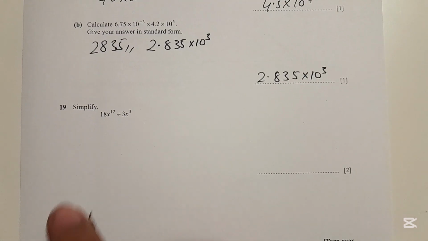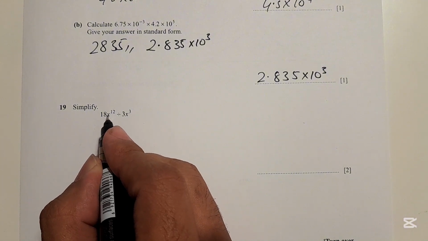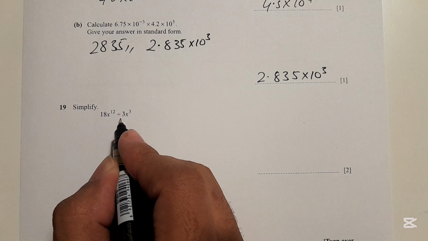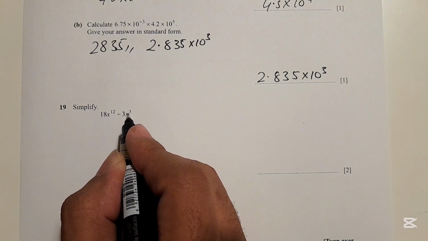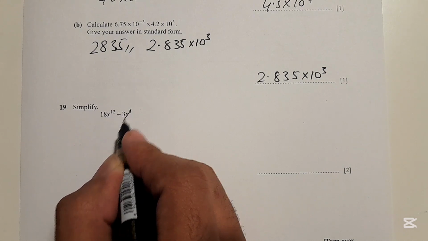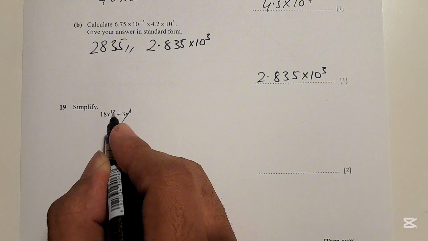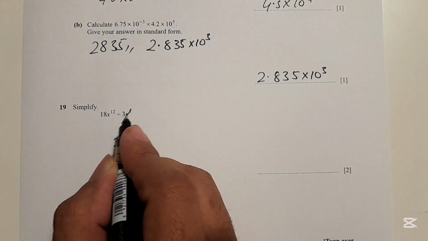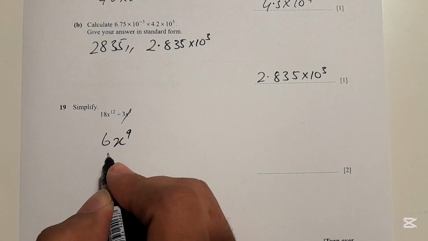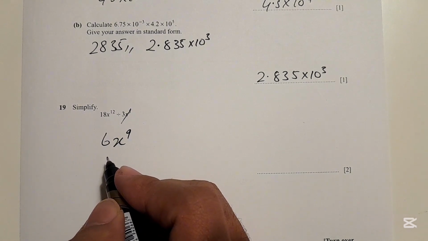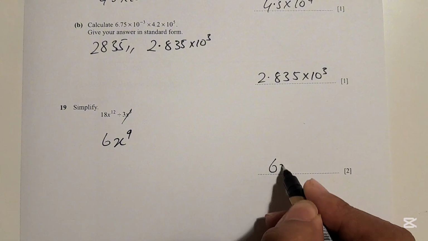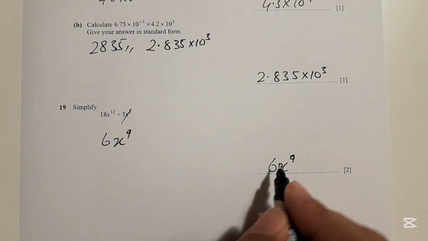Question 19 states simplify 18x to the power of 12 divided by 3x cubed. So first x cubed will be cancelled out with x to the power of 12, so it will be left with x to the power of 9, and 18 divided by 3 is 6. So the answer is 6x to the power of 9. So 6x to the power of 9 will be the final answer for question 19.